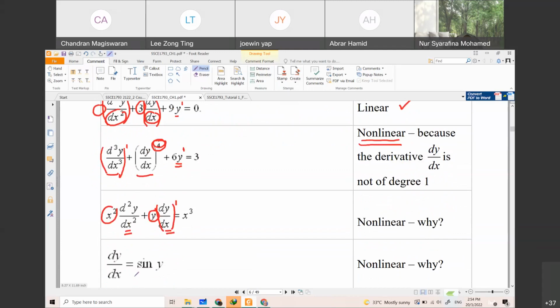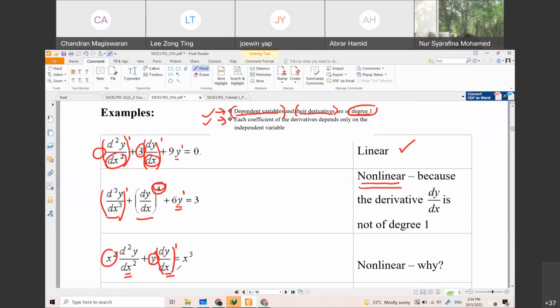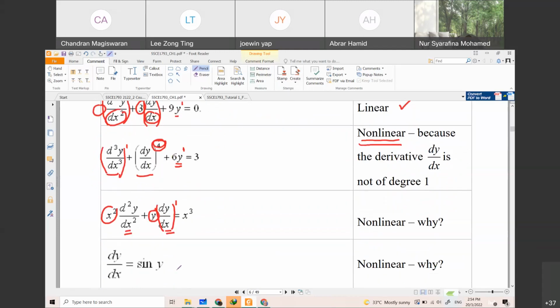All right, okay, then the next one, why is this one non-linear? dy dx equals sine y. Does sine y equal y? So here we have sine y. We cannot know the degree of y, right?